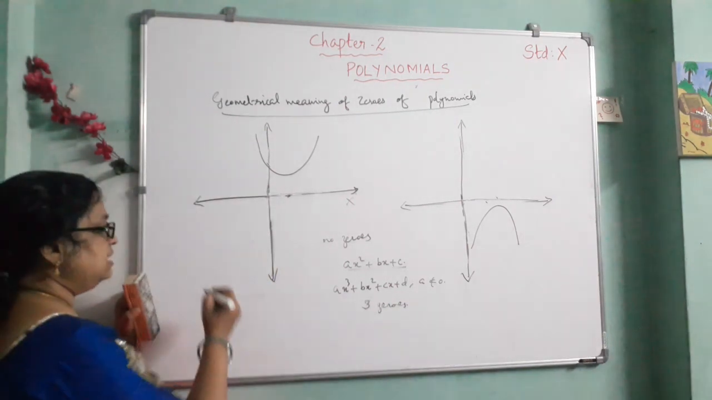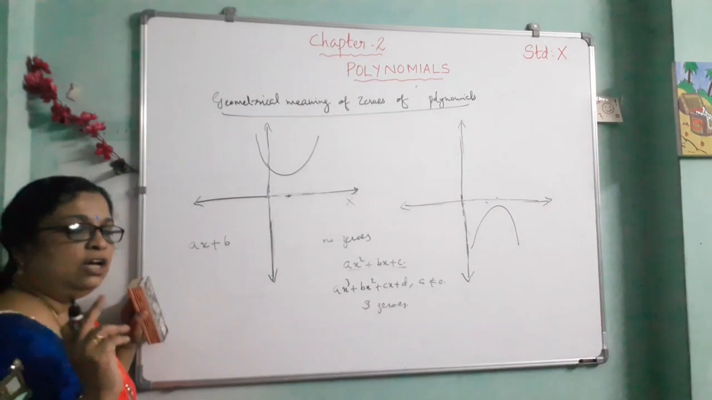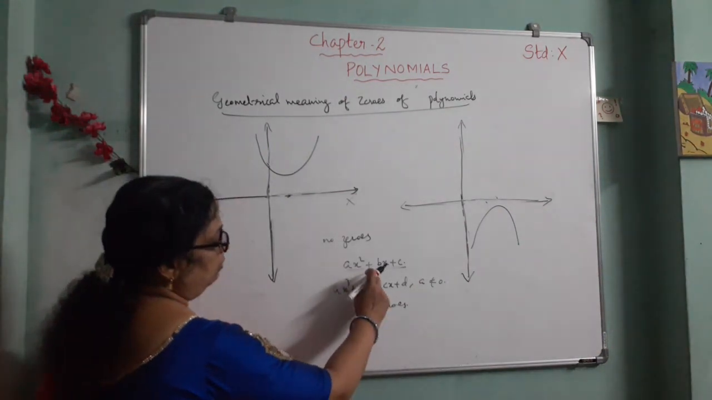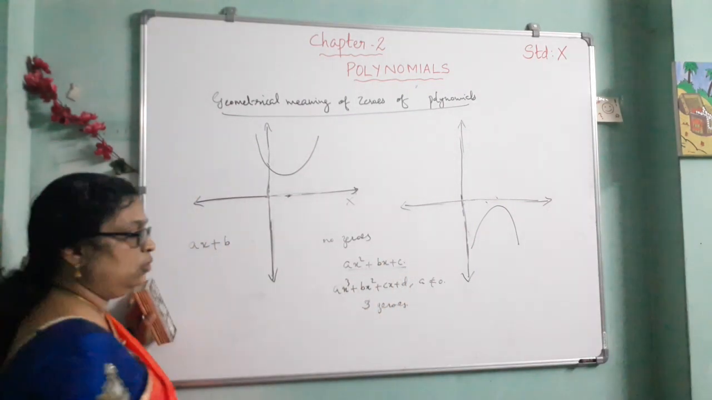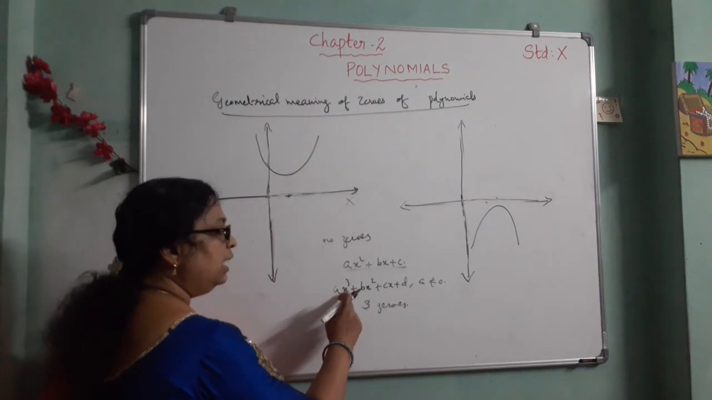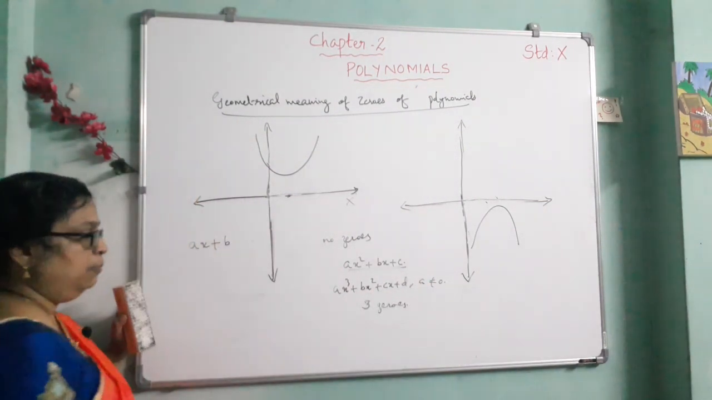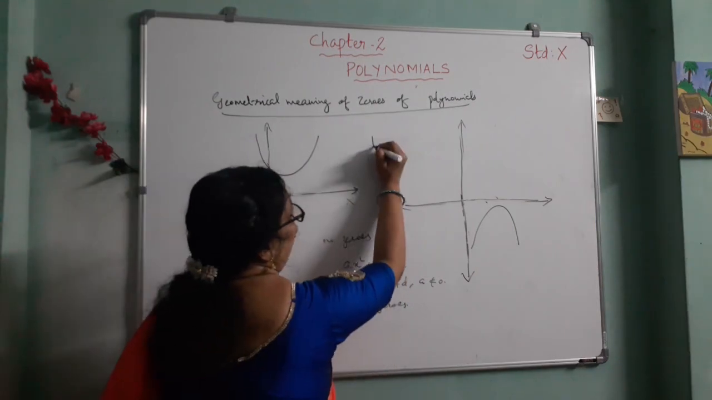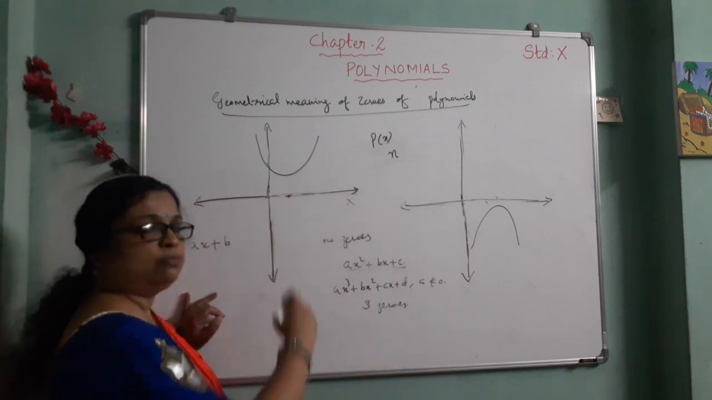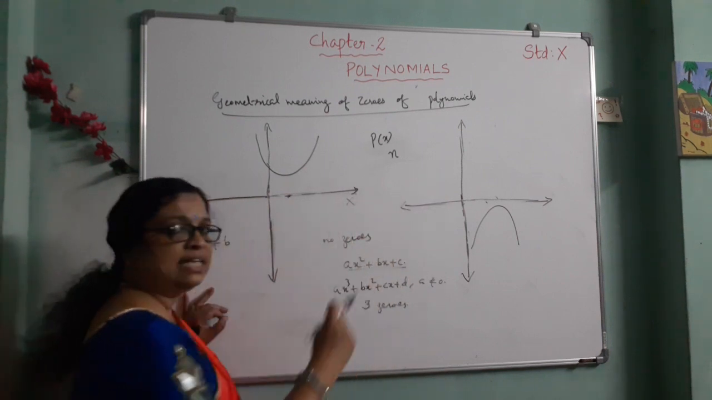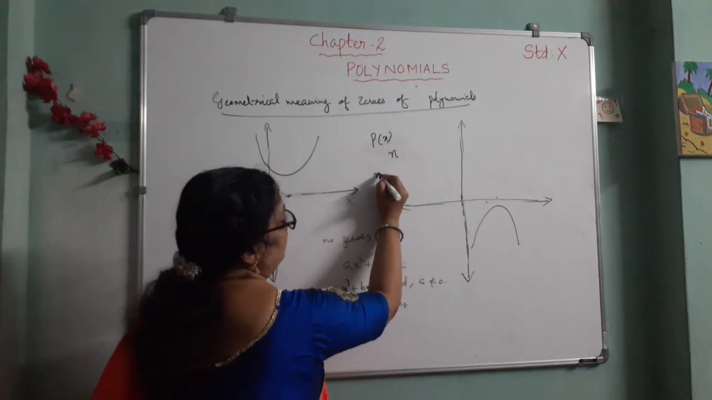So in general, we can say that a linear polynomial of the form ax + b has at most 1 zero, a quadratic polynomial of the form ax² + bx + c has at most 2 zeros, and a cubic polynomial of the form ax³ + bx² + cx + d has at most 3 zeros. We can generally say that when we draw the graph of a polynomial p(x) of degree n, it intersects the x-axis at at most n points. So a polynomial of degree n has at most n zeros.